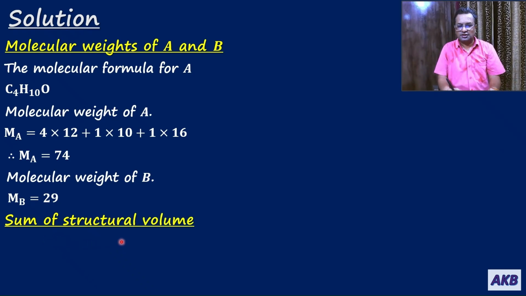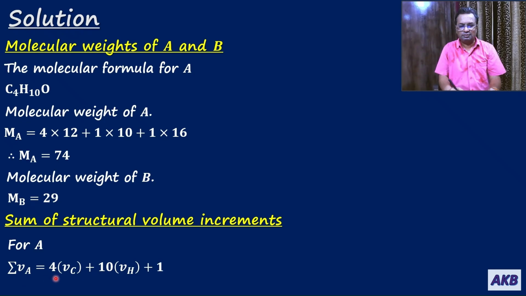Then the sum of structural volumes, the volume increments for A, we will calculate as we did in the previous example, numerical number 1. In this case, there are 4 carbon atoms, 10 hydrogen atoms and 1 oxygen atom. So summation of Va will be equal to 4 into Vc plus 10 into Vh plus 1 into Vo.